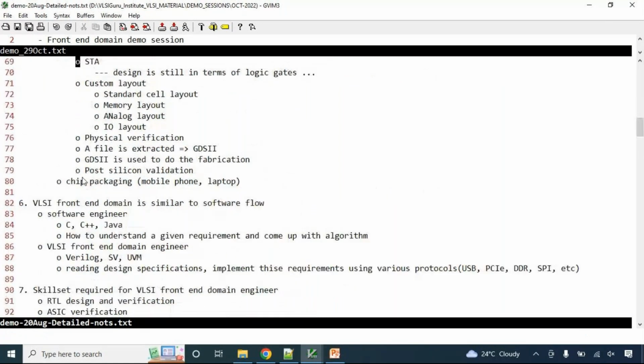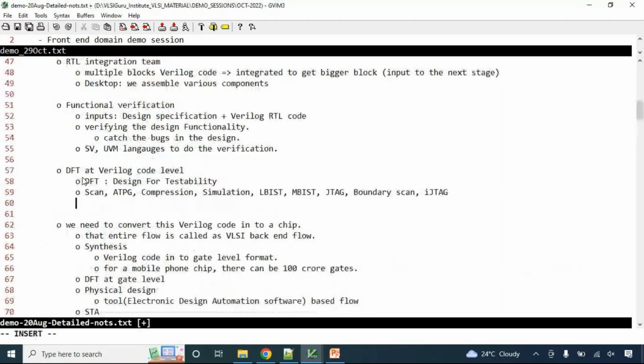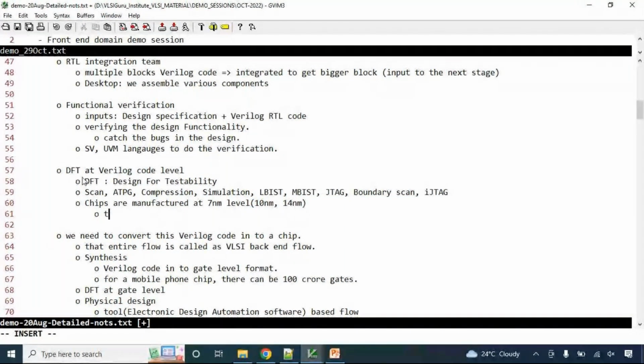What DFT is about: chips are manufactured at 7 nanometer level right now, or it can be 10 nanometer or 14 nanometer, etc., or some chips may be at 5 nanometer. You know what 7 nanometer is, right? Very small area. There can be manufacturing defects inside the chip.